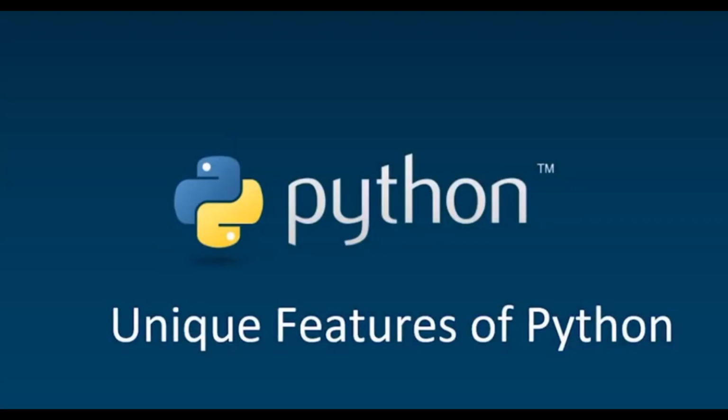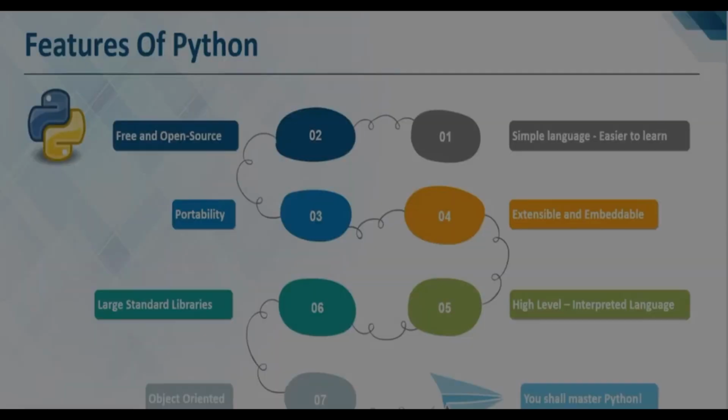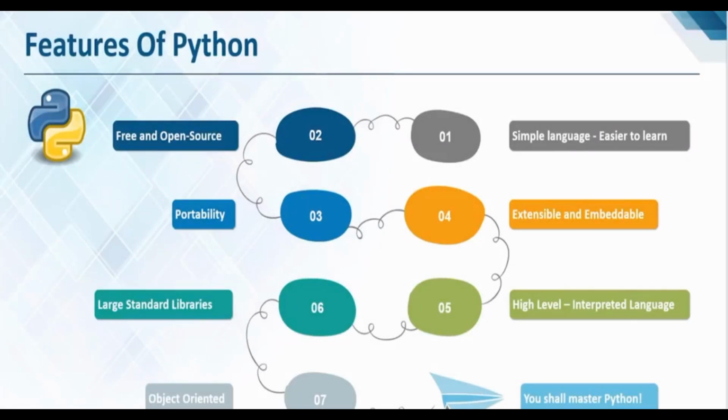Now, unique features of Python. There are some features of Python. First one, simple language, easy to learn. As I explained just now, Python is simple to understand and easy to learn. As we write mathematics, as you do maths, in the same way we are doing the language. Number two, free and open source.